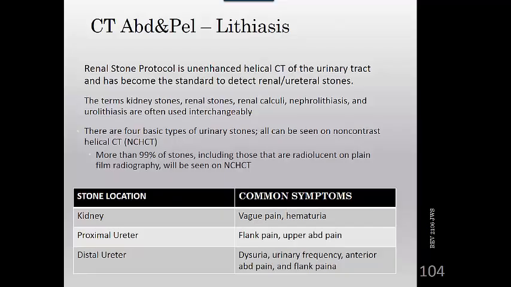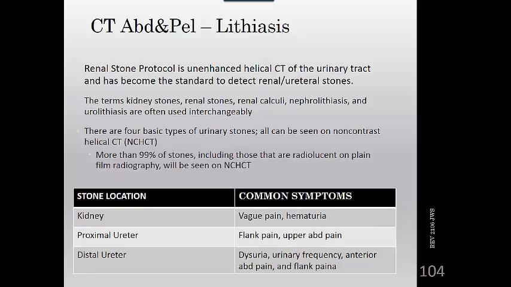So non-contrast CT of the abdomen and pelvis was first described in 1995, and since that time it's gained widespread acceptance among radiologists, urologists, and emergency room physicians, and it's become the standard technique for evaluating suspected renal colic and calculi. The advantage, compared with all the other techniques, is its diagnostic accuracy. More than 99% of the stones, including those that are radiolucent on plain film radiography, will be seen on the non-contrast helical scans.